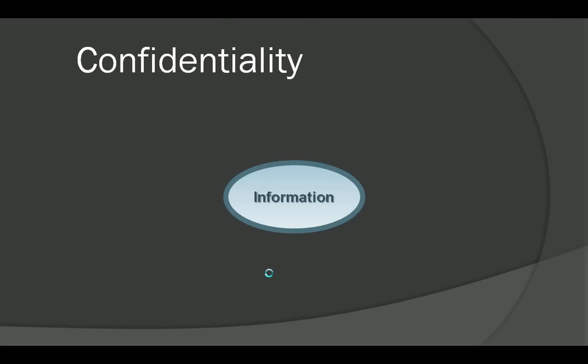Just to refresh your memory, so we have some information. So for confidentiality, the idea is that only the folks who are supposed to access data should be able to access that data, and or be able to change that data, or if somebody who should not have access tries to access that data, they're denied access to it.